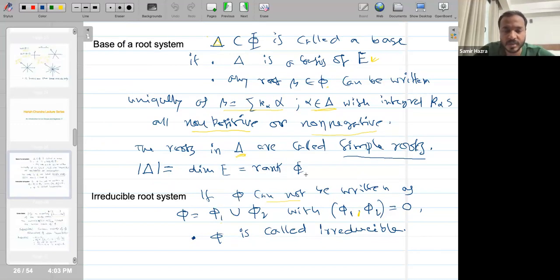One root system can be called reducible if we can write phi as phi 1 union phi 2 with the inner product of phi 1 and phi 2 equal to 0. So basically, they are orthogonal subsets of phi. If we cannot break them into orthogonal subsets, then phi is called irreducible.